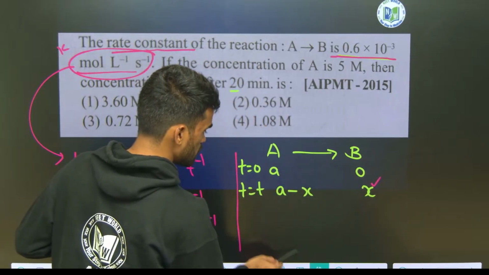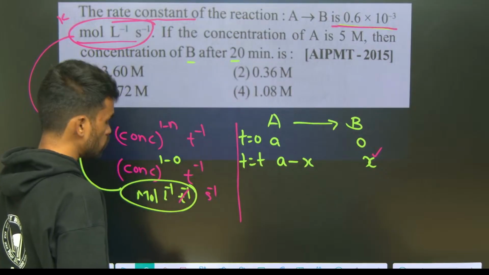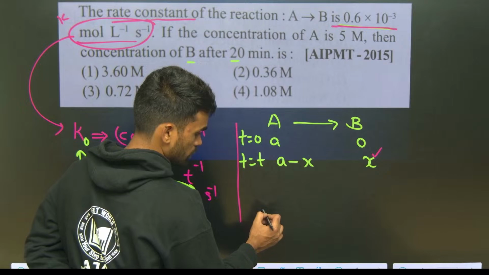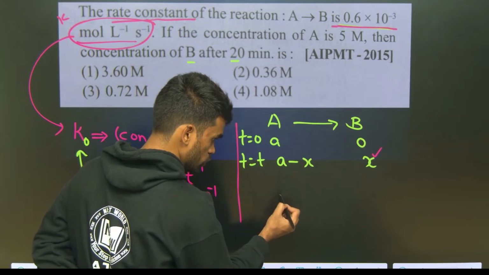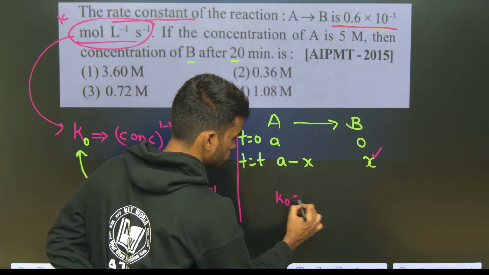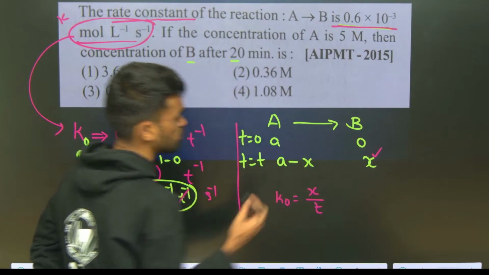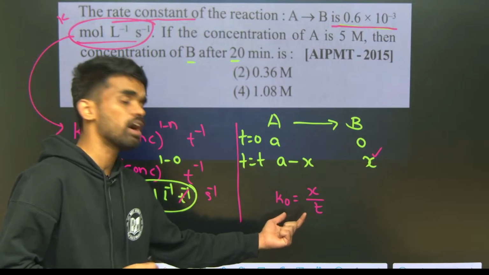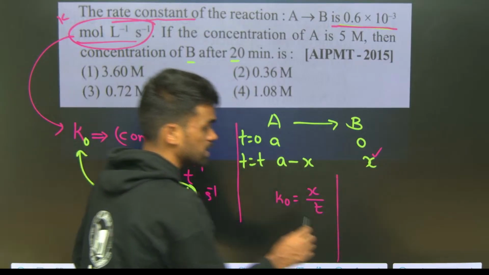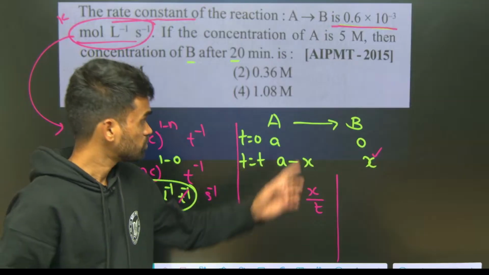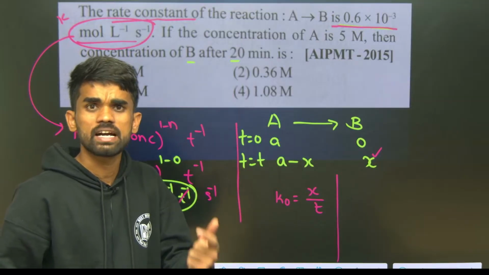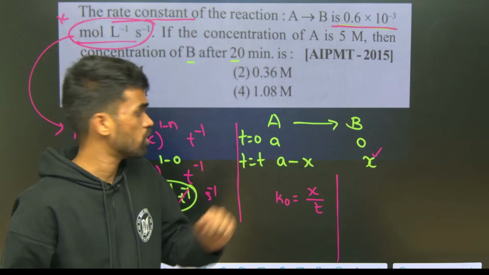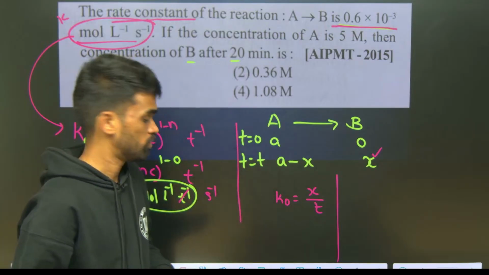So it is very simple. So just use this integral equation. What is that integral equation we have done? So just you need to use this K naught equals to X by t. This is the simplest formula you can use for this zero order reaction. Now how I got this equation? So I already discussed while doing the discussion on zero order reaction, first order, second order reactions, which I have made almost 5 series of videos on all the important topics here from the chemical kinetics.